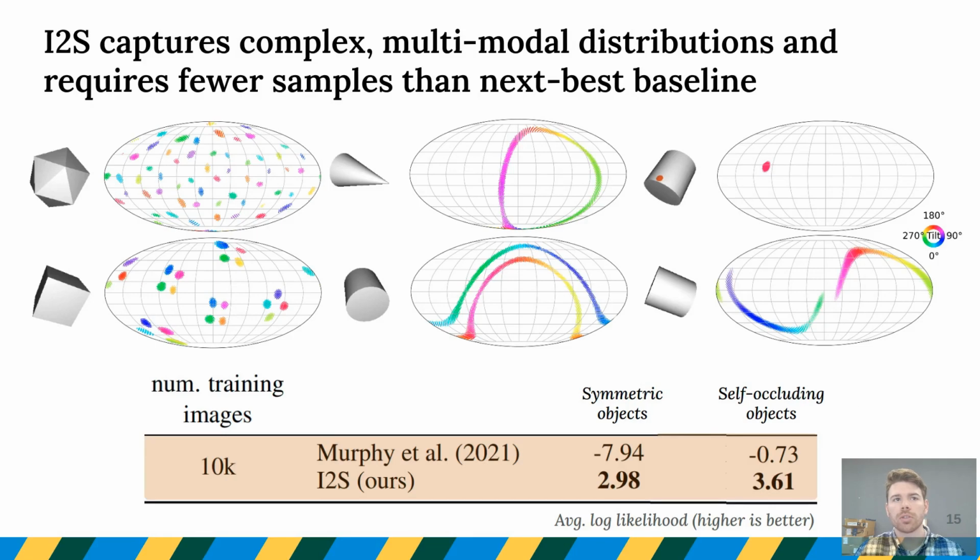Here we show the distributions produced by Image to Sphere. In the top left, it is accurately modeling all 60 symmetries of the icosahedron, and in the middle row, it models objects that are symmetric along one axis, like a cone or cylinder. When restricting the training data to 10K images per object, we find that our method achieves higher average log likelihood than the next best baseline, Murphy et al., which uses an implicit model to parameterize the distribution. This experiment shows that our method is the most sample-efficient and expressive approach to modeling distributions over 3D rotations.